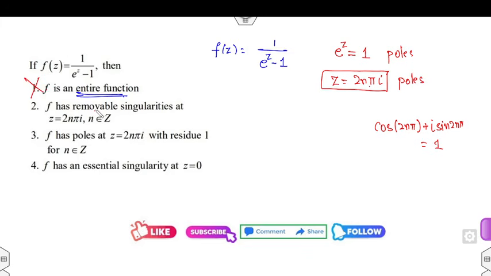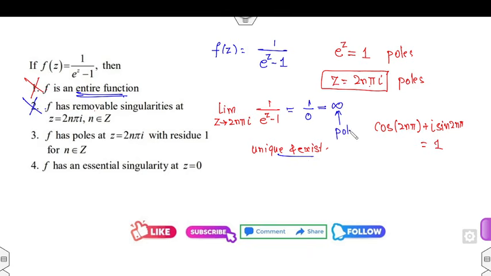Now, removable singularity. Now you have to find the limit as z approaches 2 n pi iota of this function. If it is unique and exists, then only you can say this is removable. So if you substitute e raised to power z is 1, 1 minus 1 is 0, it is infinity. Once this is infinity, that means it is not a removable singularity. Once it's infinity, that means it is my pole. Fine. Now it's a pole.